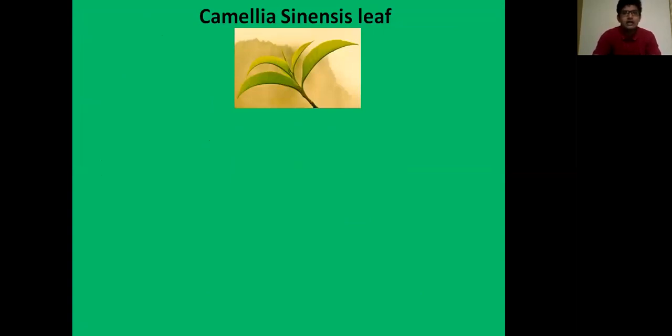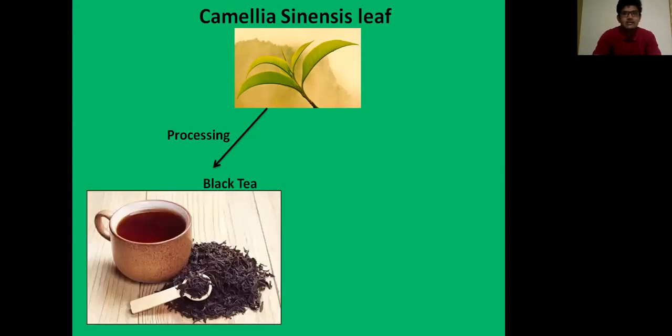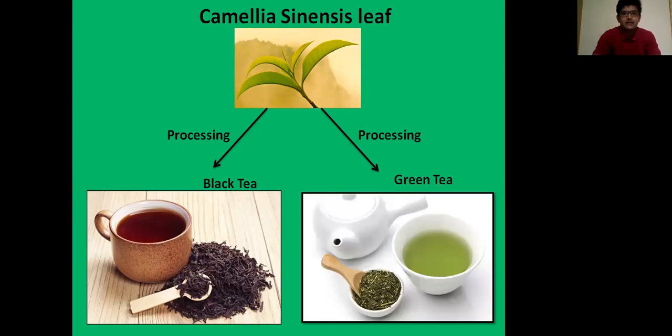So these are the Camellia sinensis leaves from which tea powder is prepared. When these undergo processing by different steps, they form black tea, and the same Camellia sinensis leaf, if there is a slight change in processing, gives green tea. So these two main types of tea, black tea and green tea, are prepared from the same Camellia sinensis leaf by using slightly different processes. So we'll see one by one the detailed process of preparation of black tea and green tea powder.